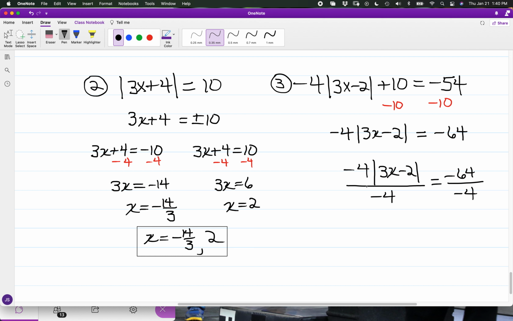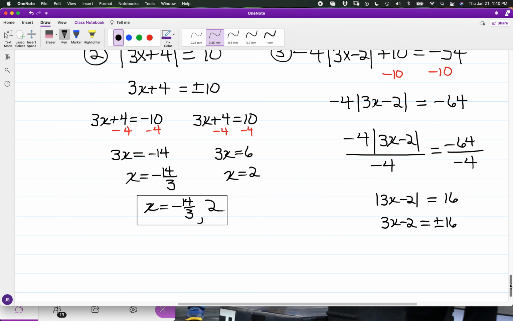Okay, so the left-hand side will become the absolute value of 3x minus 2, and negative 64 divided by negative 4 ends up at 16. Now we have our single absolute value expression set equal to k, which is positive, and removing the absolute value notation, we have that 3x minus 2 is equal to plus or minus 16.